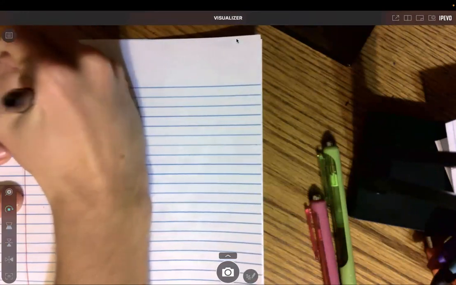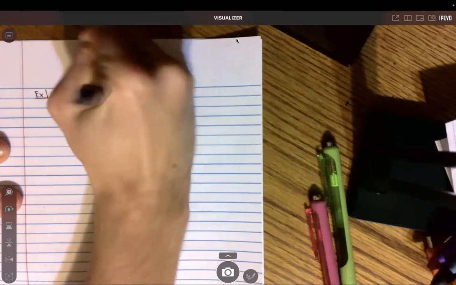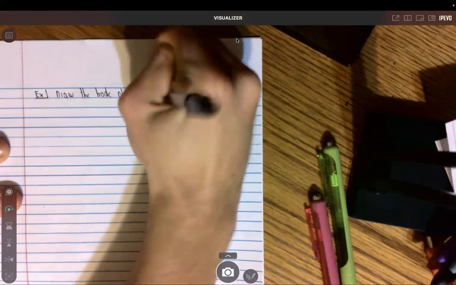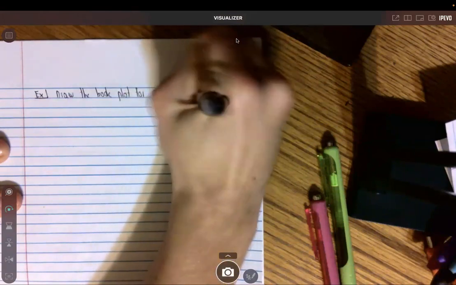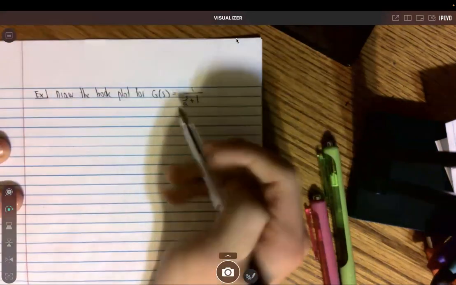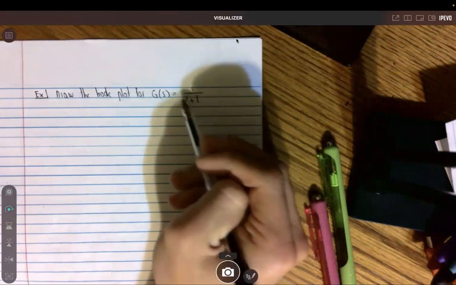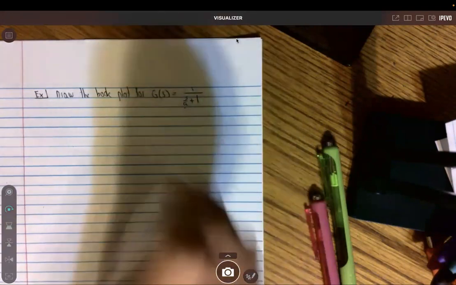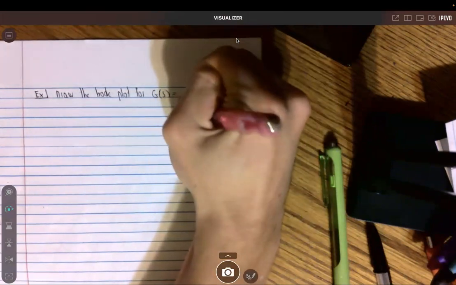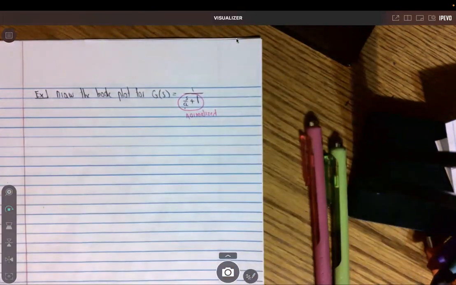So for this example, draw the Bode plot for G of S equals 1 over S over A plus 1. Notice that they already normalized it, so it's a plus 1 for the S term. And so this is already normalized, which is very nice. So they were able to get a plus 1 at the very end, which we like.